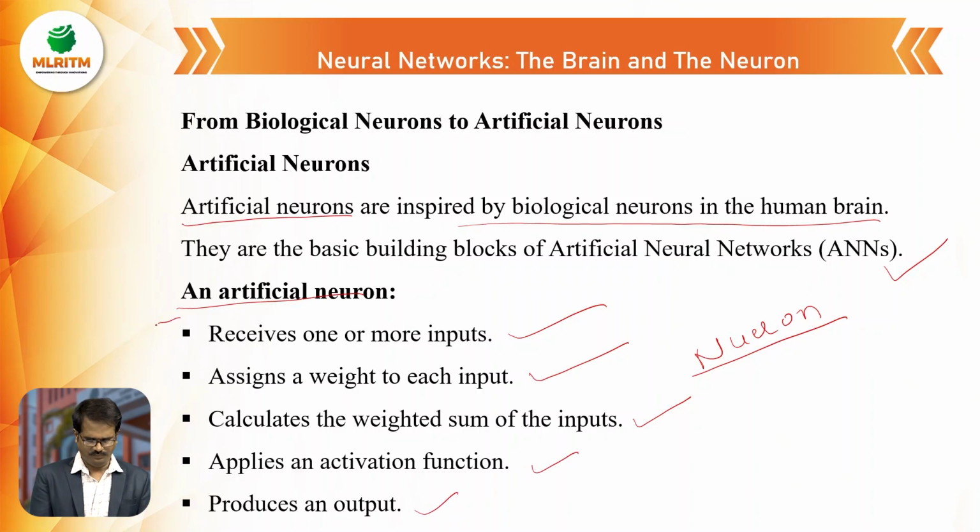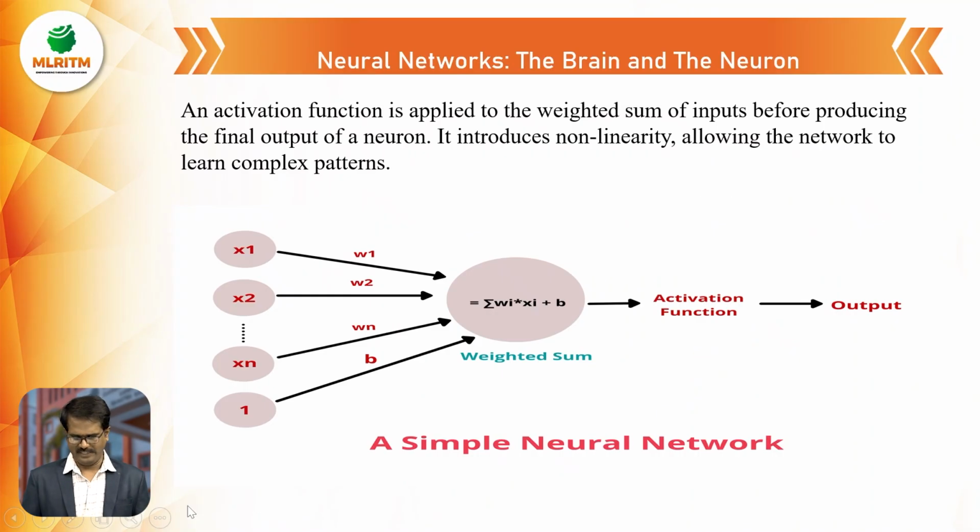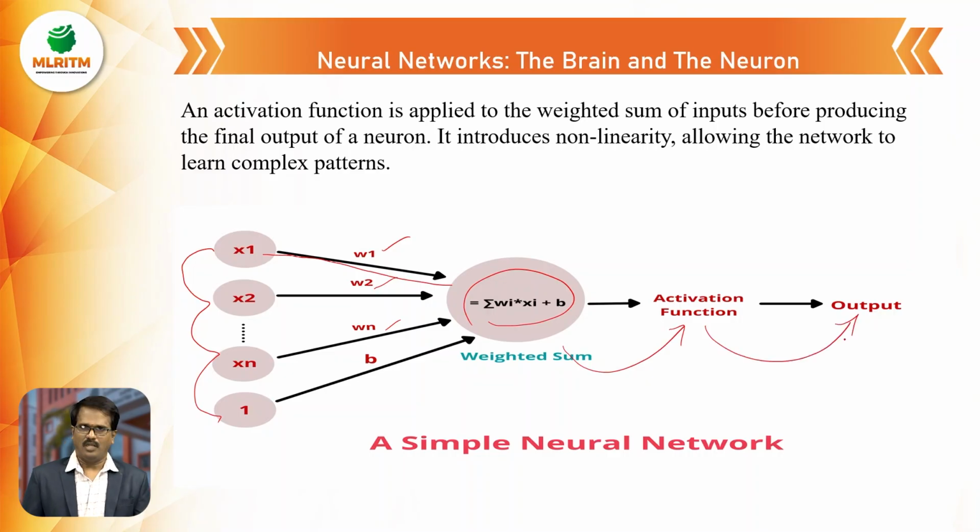This is how an artificial neuron works. First, it receives the signals. For each signal, it assigns a weight. After that, it sums the signals. That value is passed to the activation function. The activation function will produce the output. We can see the diagram here. These are the inputs, and each one is associated with the corresponding weight. All are combined together here. This value is passed to the activation function, and the activation function produces the output. In this way, a neuron can work.